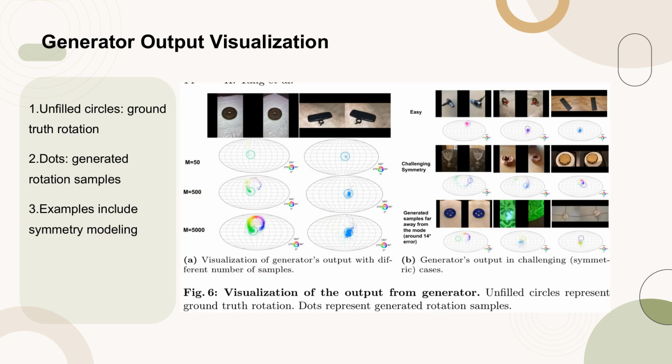Figure 6 provides a visualization of the generator's output, highlighting the distinction between ground truth rotations and generated samples. Unfilled circles in the figure represent the ground truth rotation, while dots signify the rotation samples generated by the model. The figure includes examples of more challenging cases, such as those involving symmetry, where the generator effectively models the distribution of rotations, as seen in the donut and wine glass examples. This visualization underscores the generator's ability to handle complex scenarios while maintaining accuracy in its predictions.